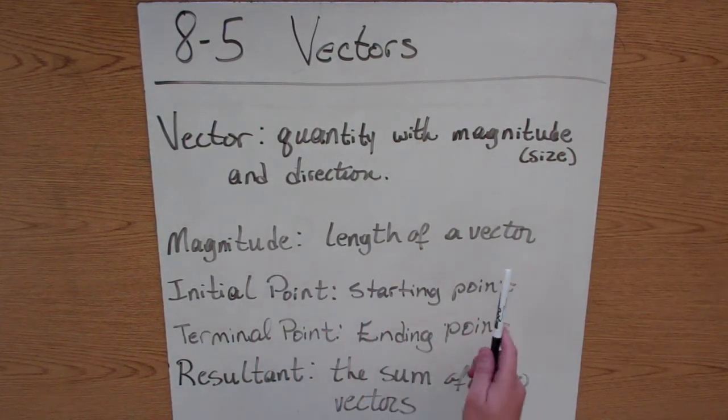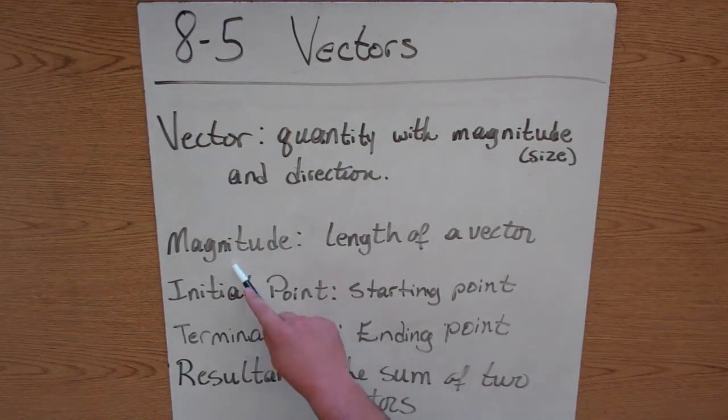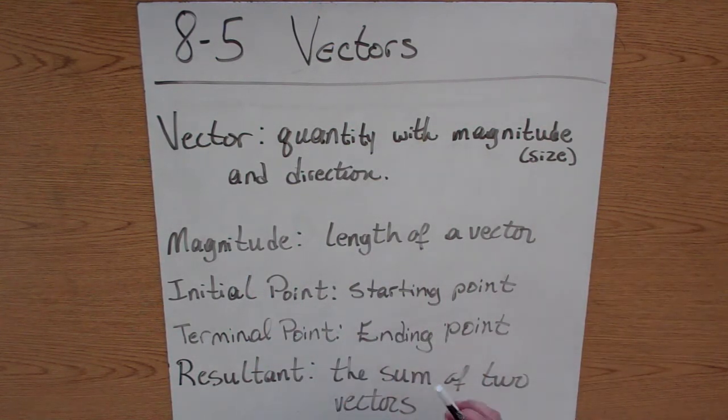Magnitude, simply the size or length of your vector. Alright, it's a complicated word for something so simple. Magnitude is just the length of the vector. That's all it is. Initial point, it's your starting point of your vector. Terminal point, it's the ending point of your vector. And the resultant is the sum of two vectors. Alright, so pause the video, write these down, make sure these are in your notes.